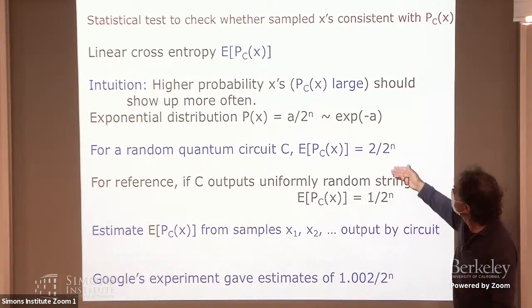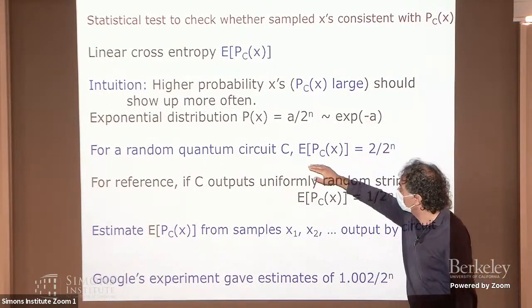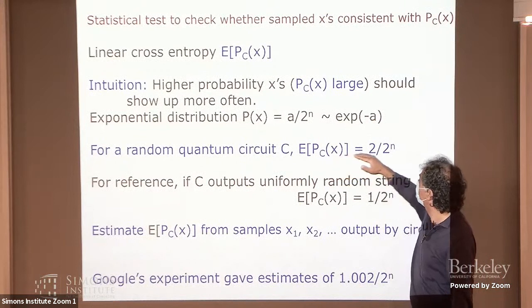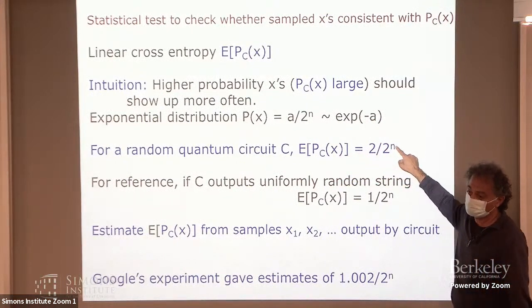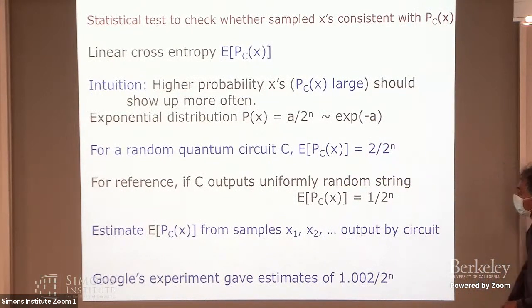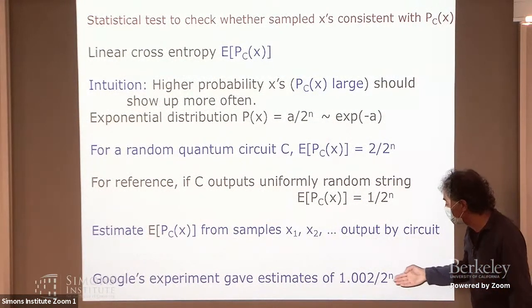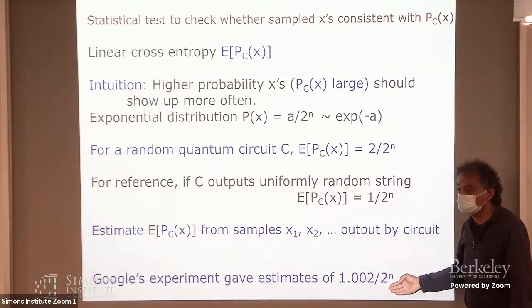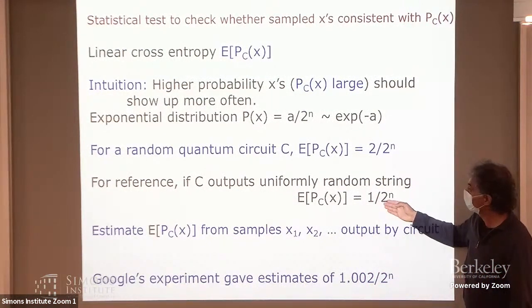And in fact, if you work it out, then for a random quantum circuit, this expected value is exactly twice what it would be if it was uniform. So it's 2/2 to the n. Okay. So when they ran the experiment, the estimate was 1.002/2 to the n, which they said, well, this is larger than 1/2 to the n, therefore it must be working.